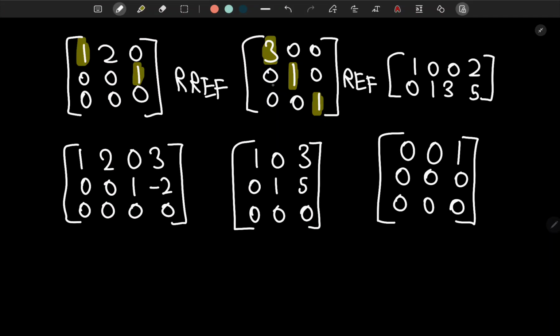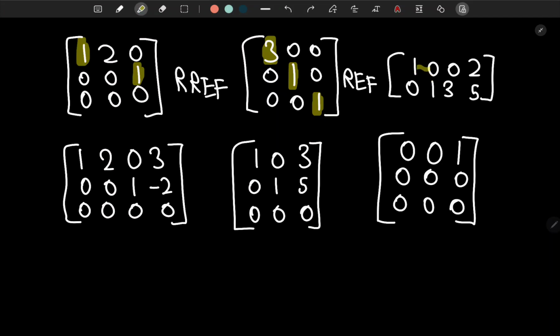And now let's say we have instead of a 0 below the 3, we have a 1. So this is neither in REF or RREF since this 1 violates both RREF and REF. So anyways, we have a 0 here. Let me bring that back. Just keep that in mind. You cannot have any digits below the pivots basically.